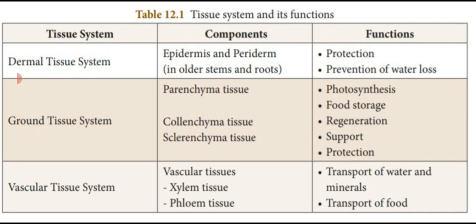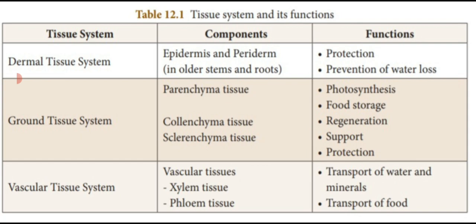Some of them do photosynthesis. Some store the food material. Some regenerate new cells. Some give mechanical support. Some give protection. The last tissue is vascular tissue system. It consists of two: one is the xylem, another one is the phloem tissue.